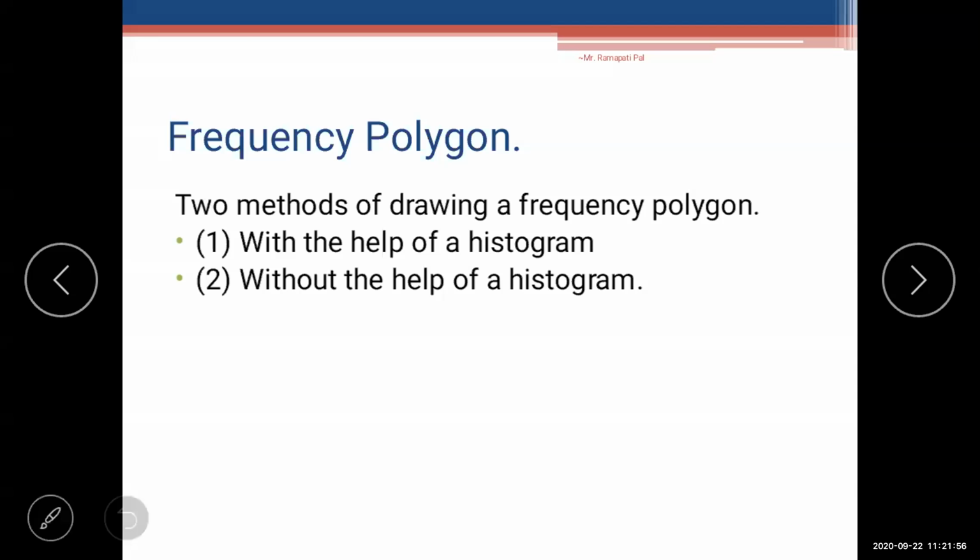Don't worry, I will take it again if there is any doubt. Okay. A polygon can be drawn in two ways, one with the help of a histogram and one without the help. Here we draw with the help of a histogram.